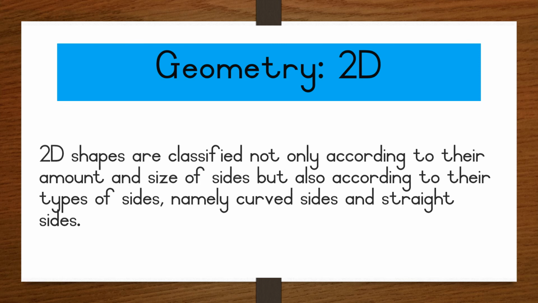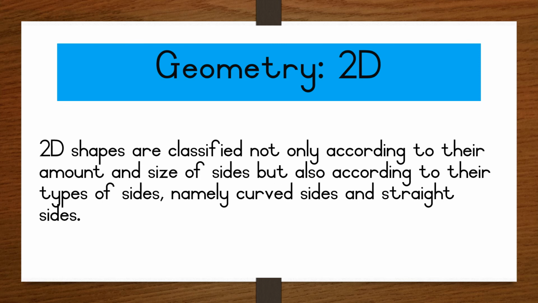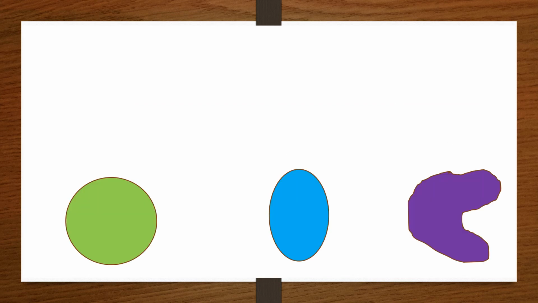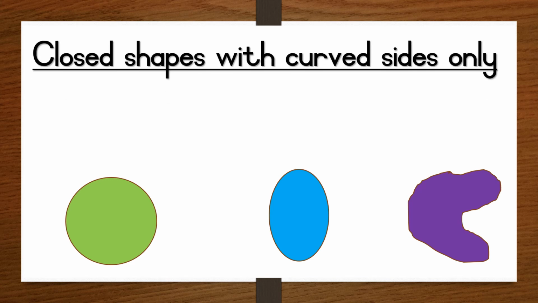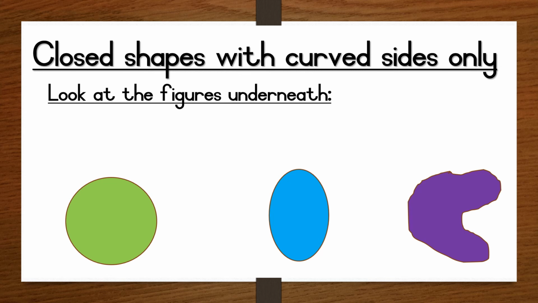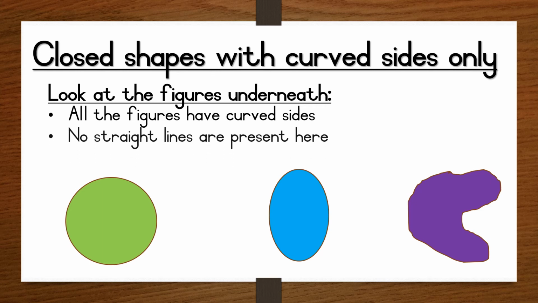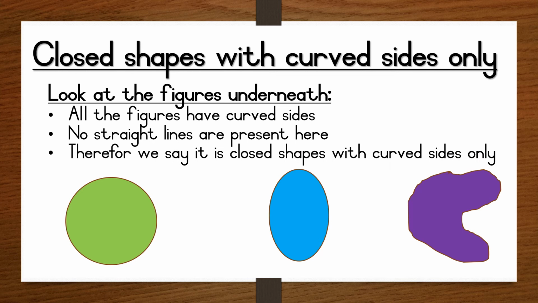Geometry 2D. 2D shapes are classified not only according to the amount and size of sides, but also according to the types of sides, namely curved sides and straight sides. Let's look at closed shapes with curved sides only. Look at the figures underneath. Do you see that all the figures have curved sides? No straight lines are present here, and therefore we say it is closed shapes with curved sides only.